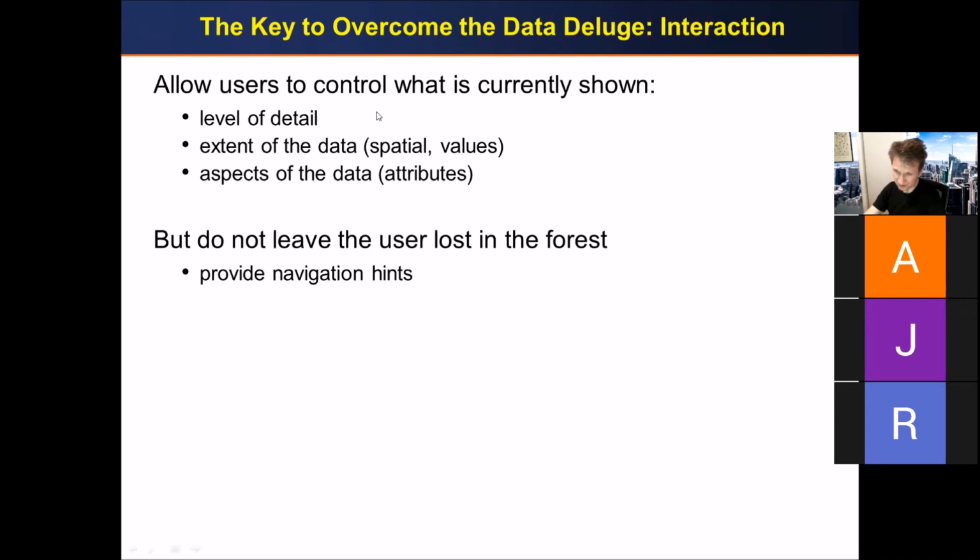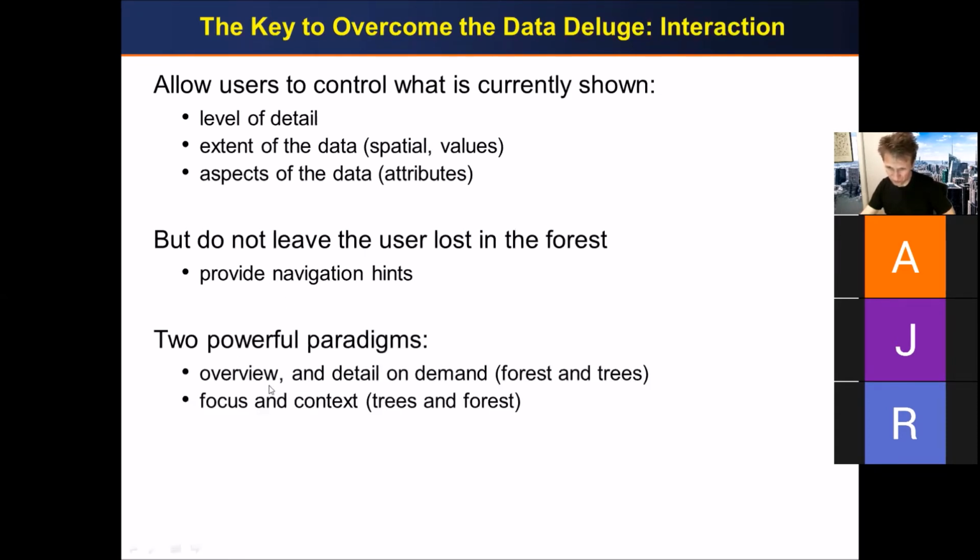But at the same time, if we allow the user to control what is currently shown, you don't want to lose the user. You don't want to show them individual trees, but not let them see how to get out of the forest, or how to see other trees in the forest. So you have to give some navigation hints. You have to really allow the user to navigate the forest to see different parts of it, but still let the user see individual trees. So two powerful paradigms are there: overview and detail on demand. This is based on the forest and the trees. The forest is the overview and the trees are the detail. The other is focus and context, where the trees are the focus and the forest is the context.